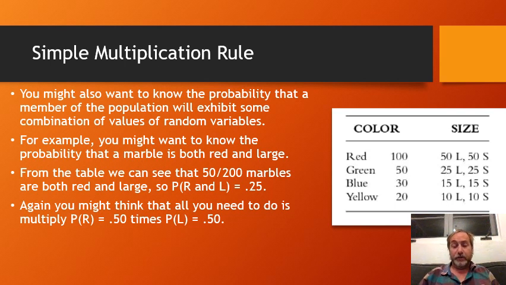That might suggest to you that all you really need to do is multiply the probability of red, which is 0.5, times the probability of large, which is also 0.5. Remember, if we add up all the large marbles in the column, we get 100 out of 200. Well, 0.5 times 0.5 is 0.25. So is that all we need to do? Sort of, in certain cases. Like the simple addition rule, there is a simple multiplication rule, but it only holds under certain circumstances.